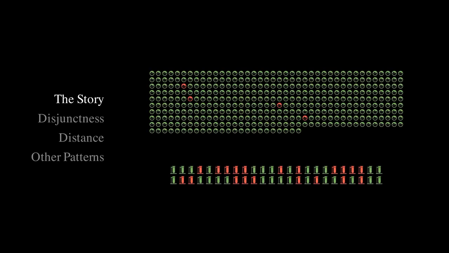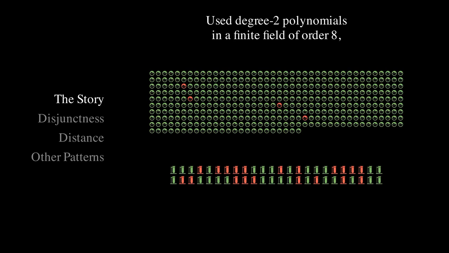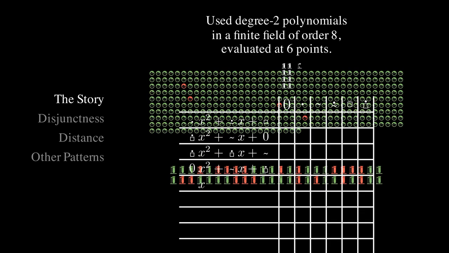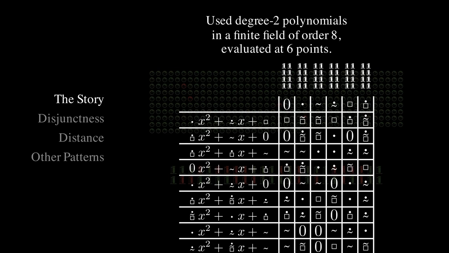Now that we've seen how to create a disjunct table, let's revisit the story from the beginning where 4 positives were detected out of 384 people using only 48 tests. The researchers there used a very similar technique, using degree 2 polynomials in a number system with only 8 numbers. Not modular arithmetic, but something called the finite field of order 8. They created the table by evaluating the polynomials at 6 points. Each test that they did contained 48 samples, and they showed evidence that that was fine even from a laboratory perspective.